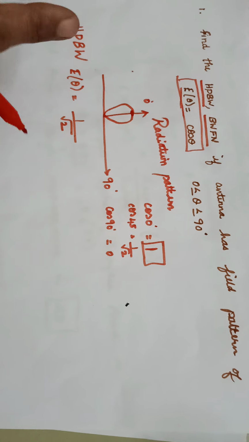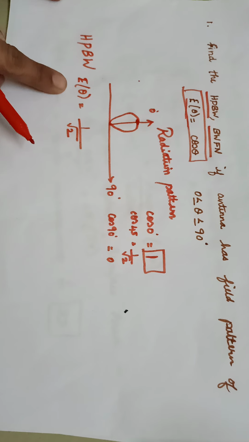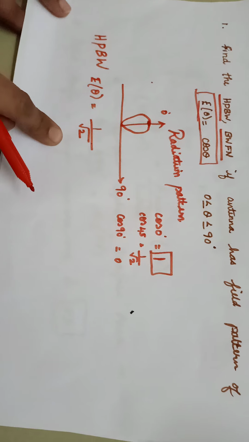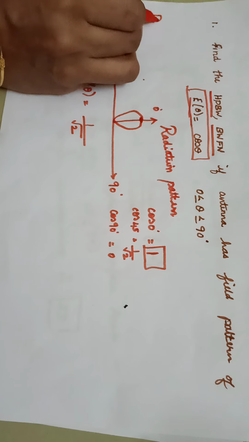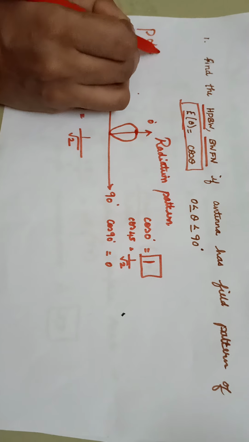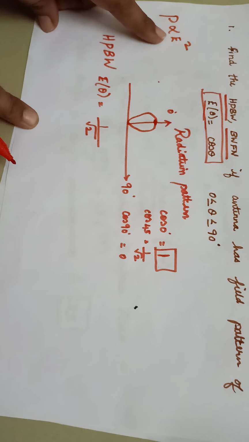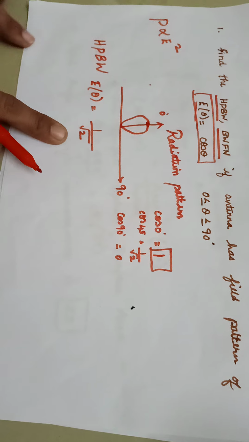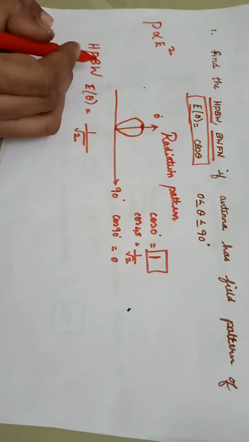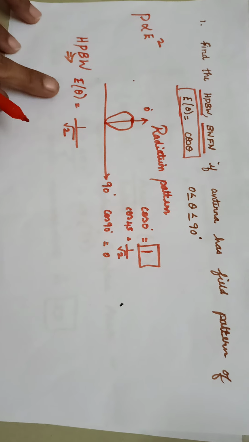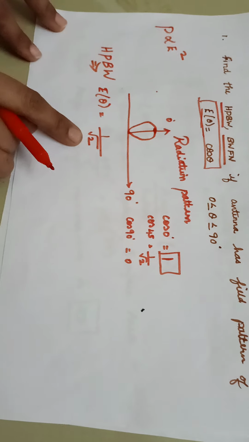When the power falls to half of its value, the electrical field will be 1 by root 2 times, because we know that power is directly proportional to E square. So using this formula, if you want to calculate the half power beamwidth, E of theta will be equal to 1 by root 2.